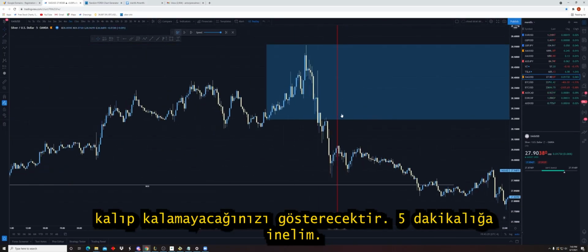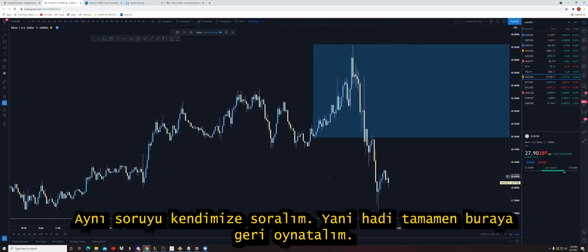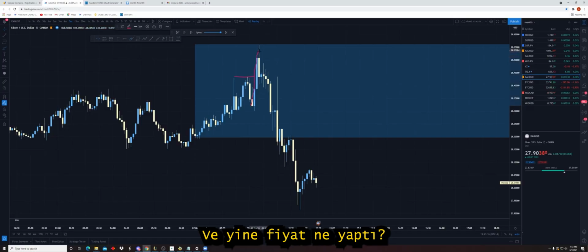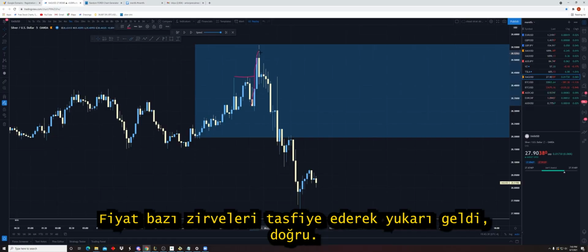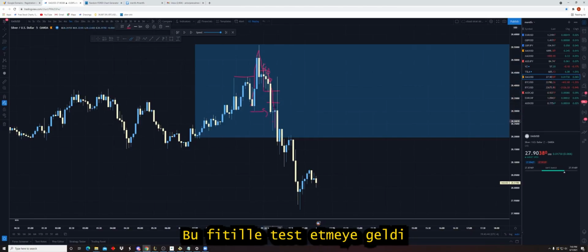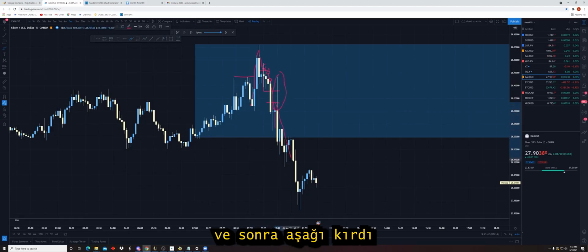So let's replay it all the way back here, so we don't have to deal with all this price action. And again, what did price do? Price came up, liquidating some highs, right? We ask ourselves what price did. Broke down, liquidated some highs in here, tested, broke, created an imbalance, broke structure, came to test it with this wick, and then broke down and validated the supply and demand zone here.